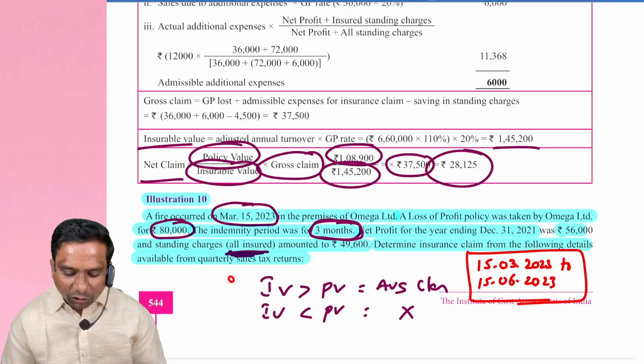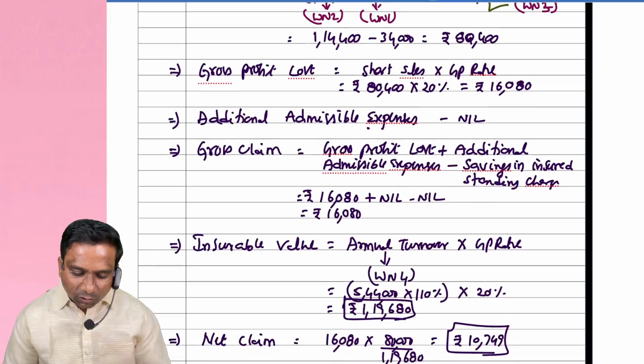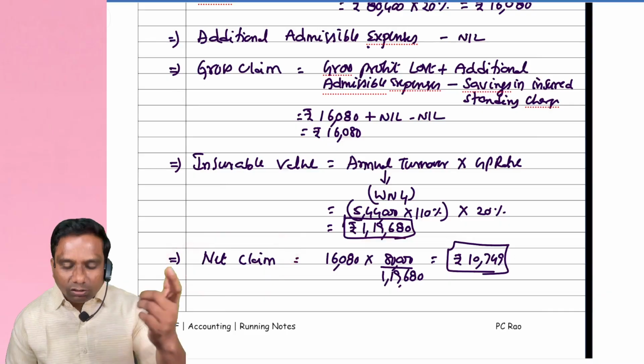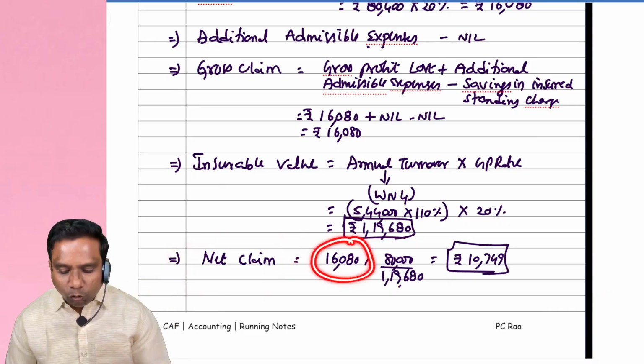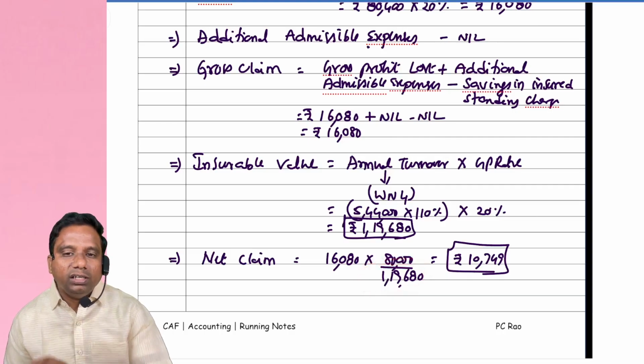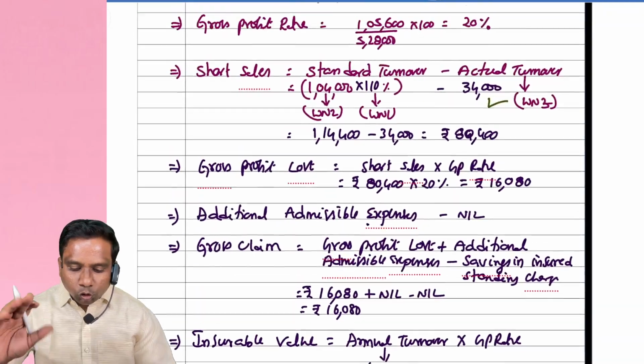So here the insurable value is more than the policy value. So average clause is applicable. So what is our insurable value? We have calculated. Next, net claim. What is our gross claim? 16,080 into policy value 80,000 divided by insurable value 1,19,680. 10,749 is our answer. So you follow this approach, student.